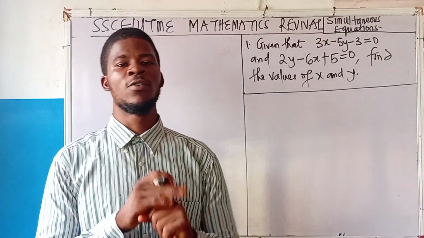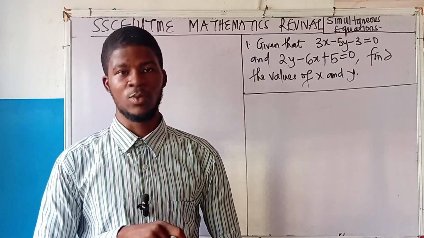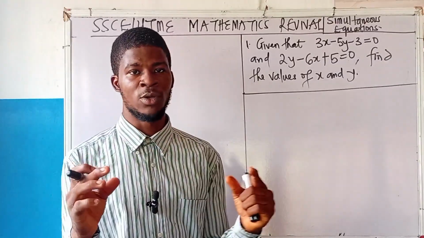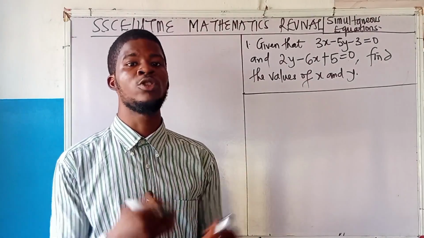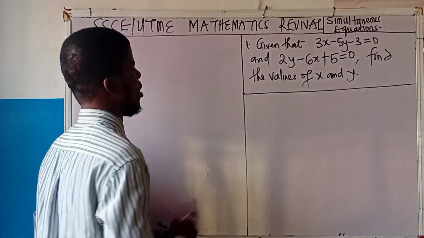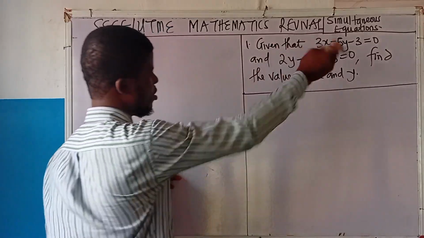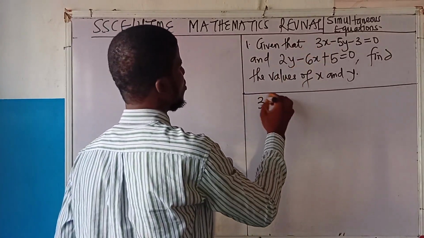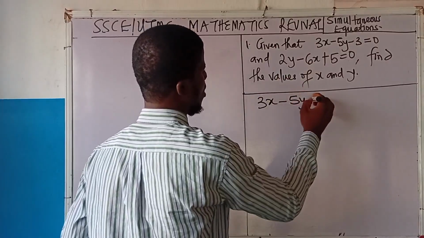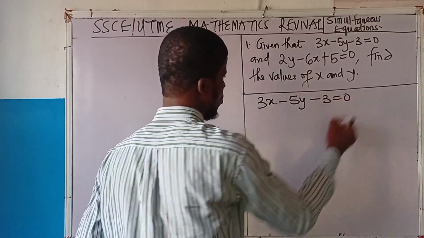Algebraically, there are two methods of solving simultaneous equations. We have the elimination method and we have the method of substitution, right? So let me arrange those two equations in the same structure. The first equation is 3x minus 5y minus 3 equals 0.